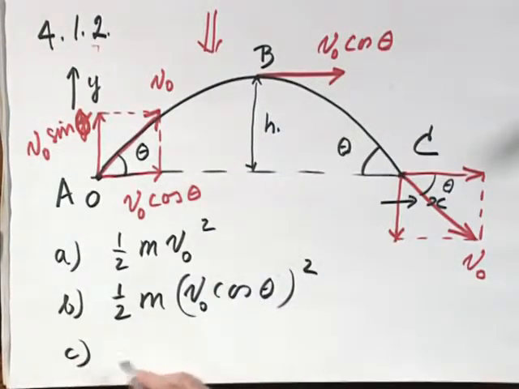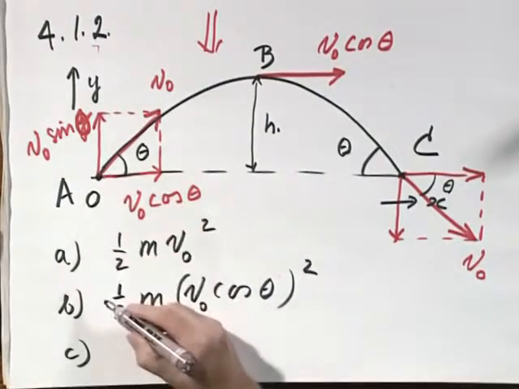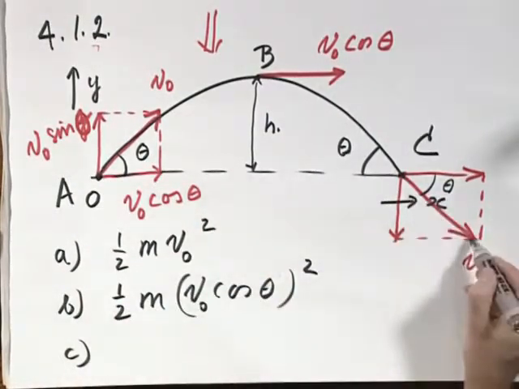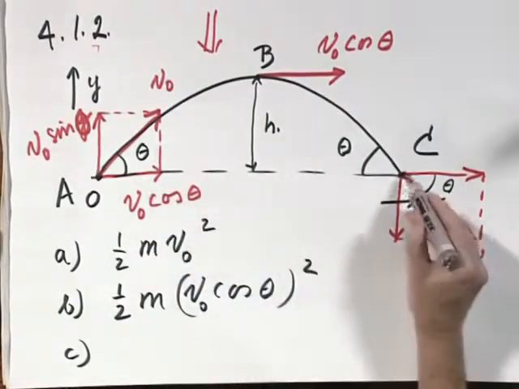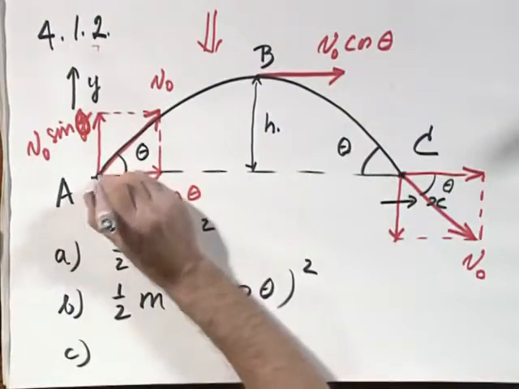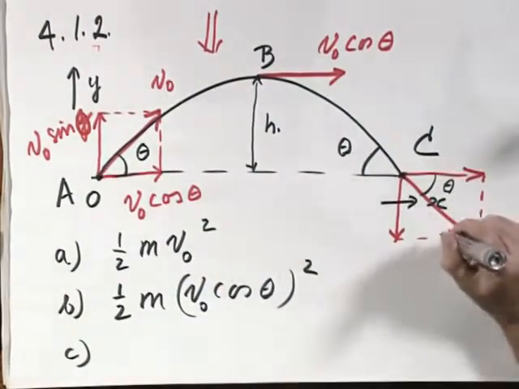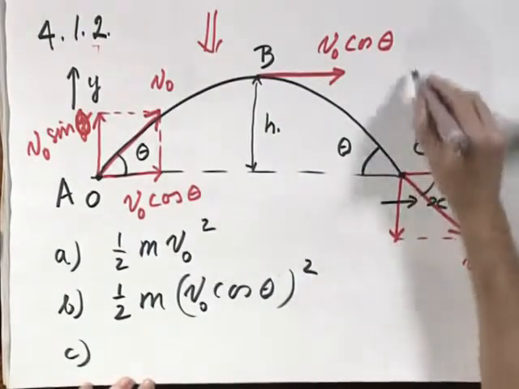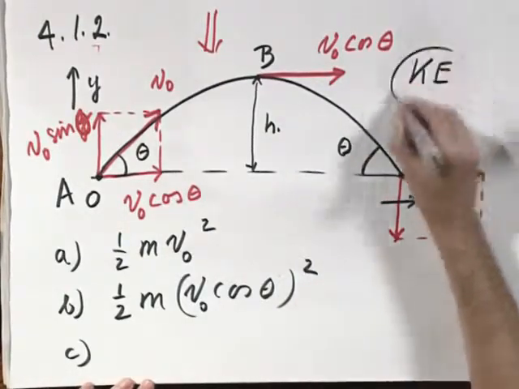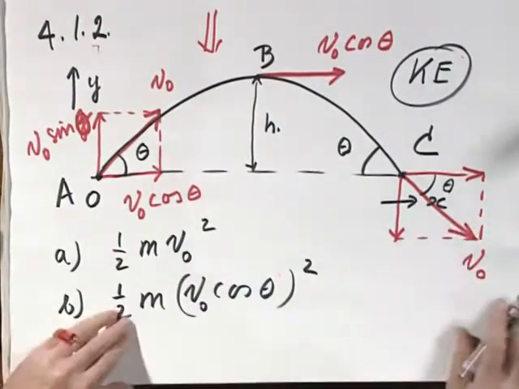And what is the kinetic energy at point C? It must be the same as the kinetic energy at point A, because the speed is the same here as the speed is there, but the velocity is in a different direction. But kinetic energy is a scalar. Kinetic energy is not a vector, so it is the speed that matters.